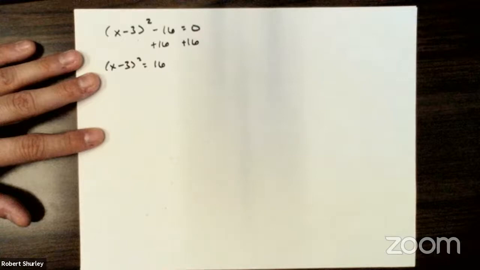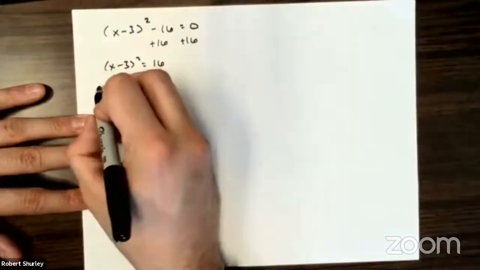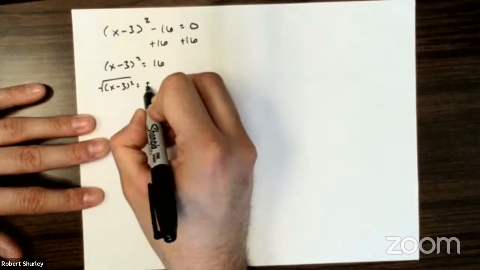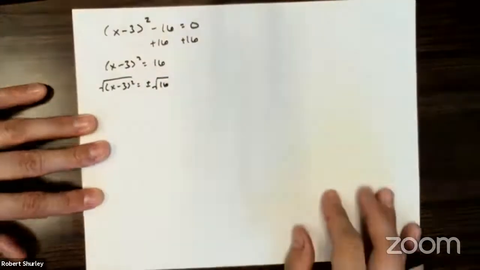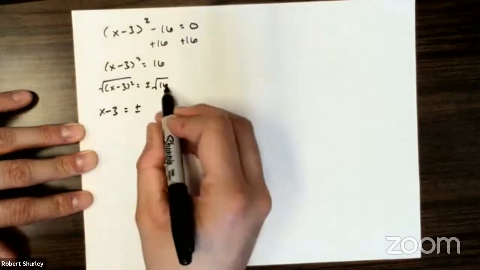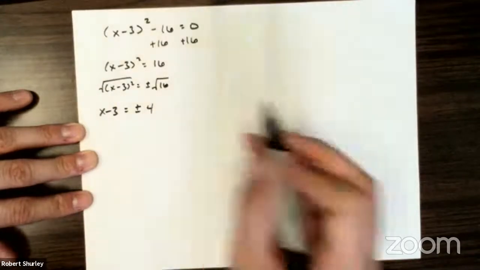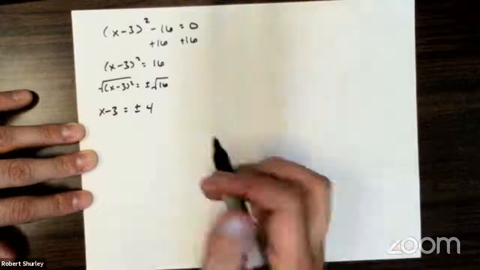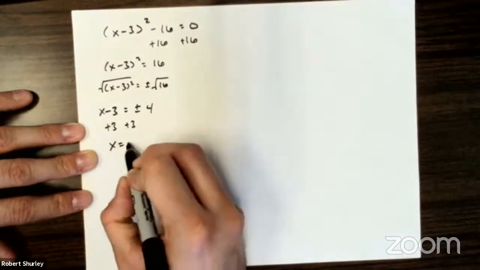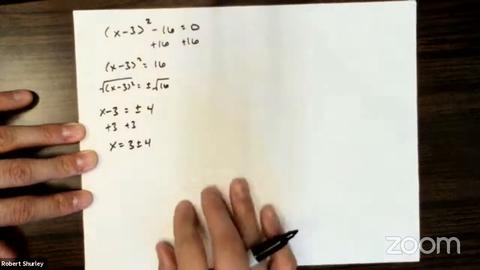And then I'm going to take the square root of both sides. Don't forget the plus or minus. Now we get x minus 3 equals plus or minus, and what's nice about this one is it's just 4. So x minus 3 equals plus or minus 4. Add the 3, so we get x equals 3 plus or minus 4.